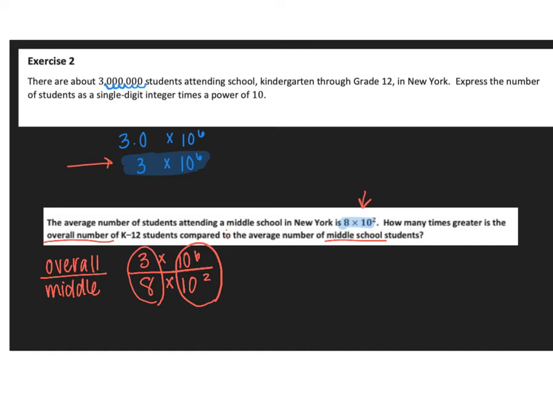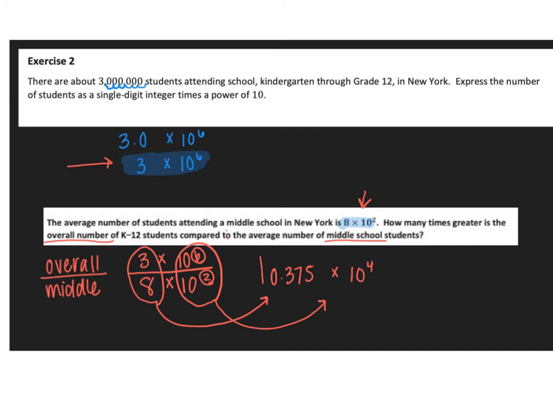You should get 0.375. Okay, so we did this, and this is what we got. Now we're going to do 10 to the 6th divided by 10 to the 2nd. Well, same base, so we subtract exponents. 6 minus 2 is 4.